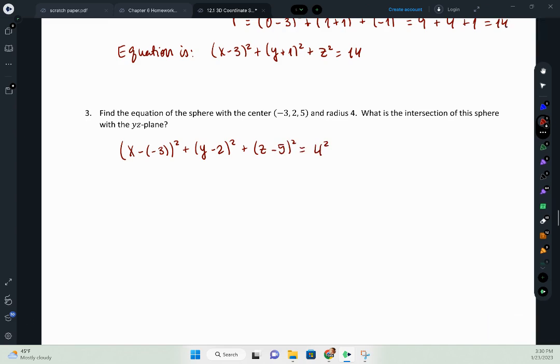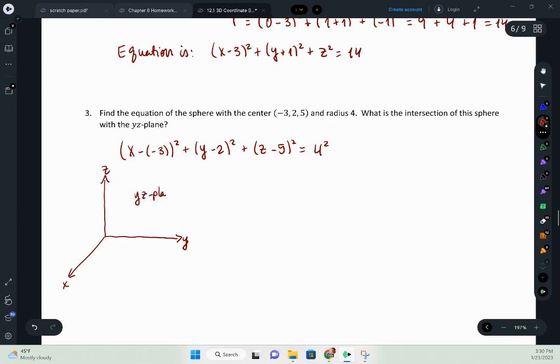Now, what is the intersection of this sphere with the YZ plane? The analogy I gave in class was that one of the walls in the room was the YZ plane. And what we have to imagine, and I'll draw it here, kind of what we were looking at in class. The YZ plane coincides with the YZ axes. X has nothing to do with the YZ plane other than X takes on one value and one value only. If you're on a plane, an axis plane, that means that the missing variable must be 0.